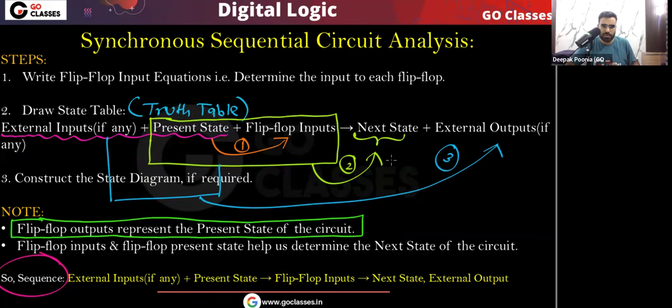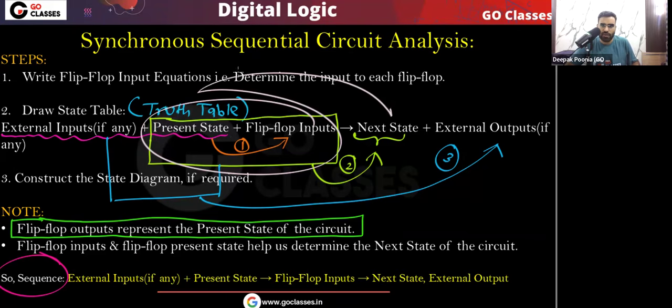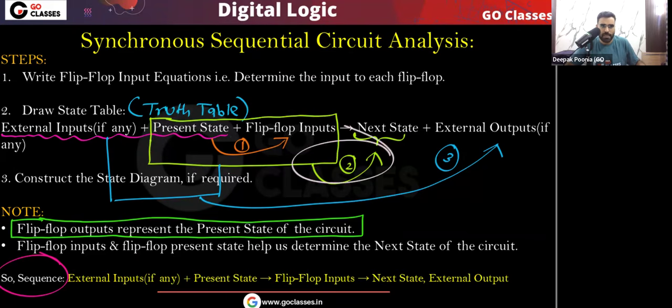So we have seen the steps, and we have seen the computation sequence also. Very easy. I have written here, you can notice, the flip-flop inputs and the present state. With the help of these two we will find the next state. So you can see this is basically computation 2.